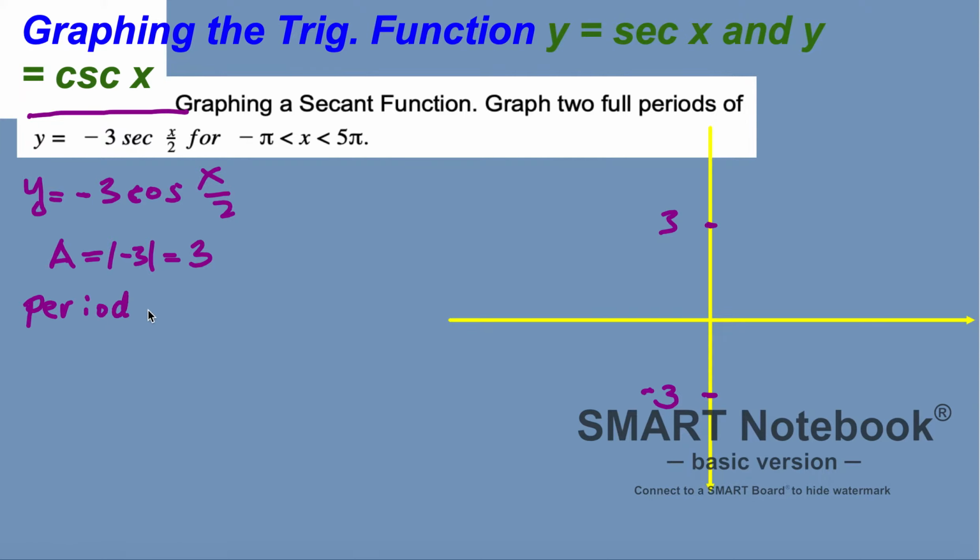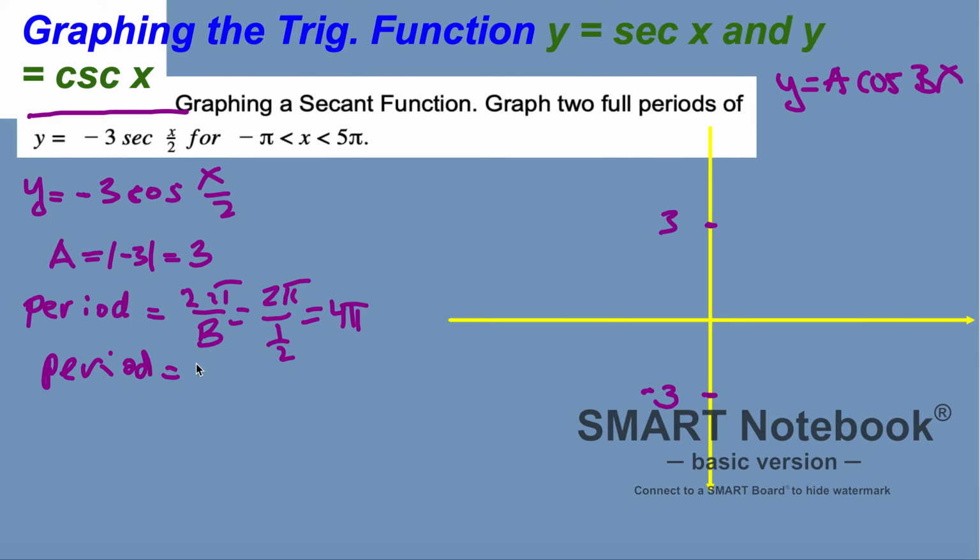To find the period here, in general form this function is y = a cosine(bx), and this is b here. So that's what we have here. And the period is 2 pi divided by b, for the cosine x and for the sine x. In this case, b is 1 over 2. So it is 2 pi divided by 1/2, and everything here is 4 pi. So the period is 4 pi.